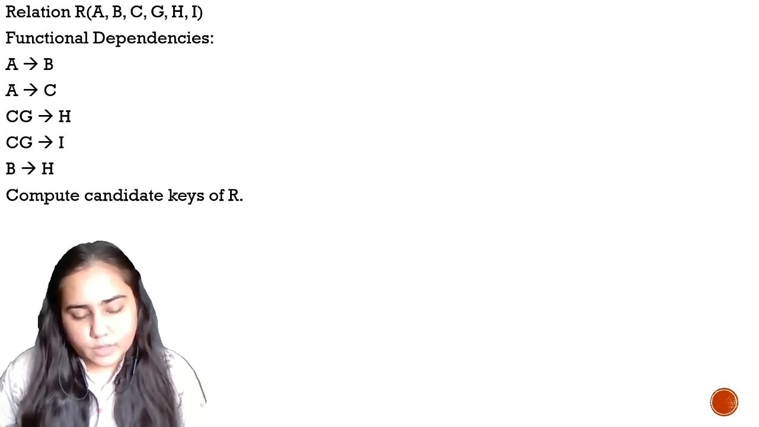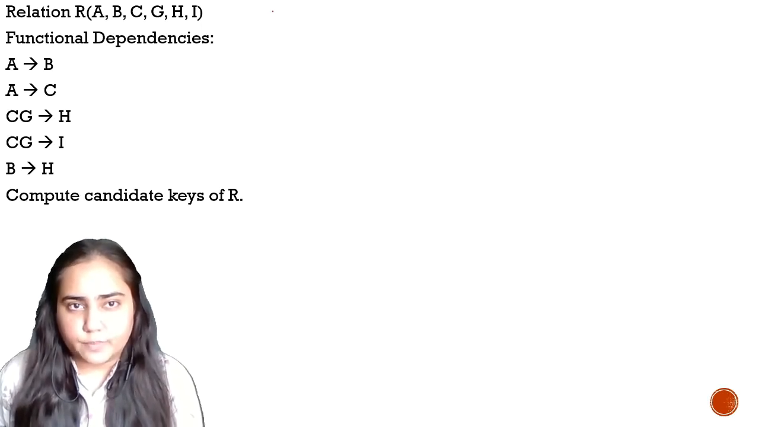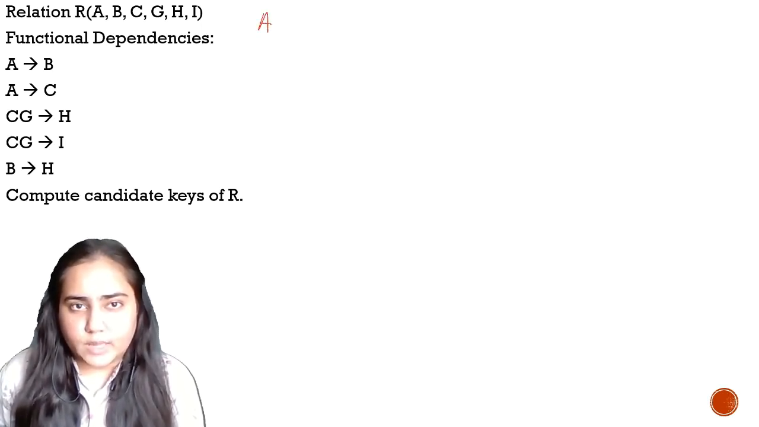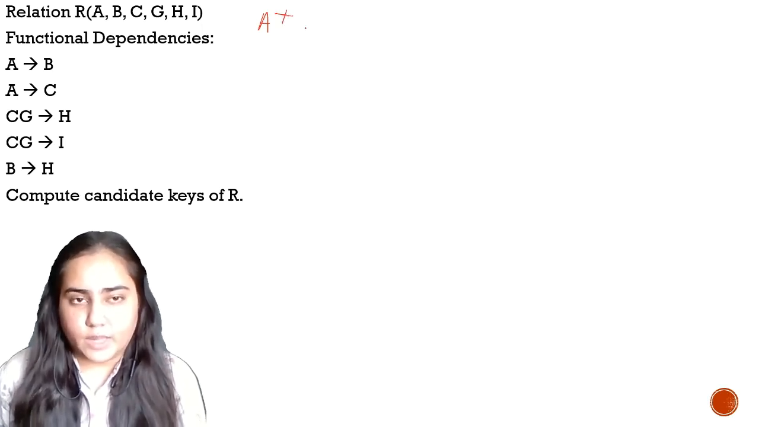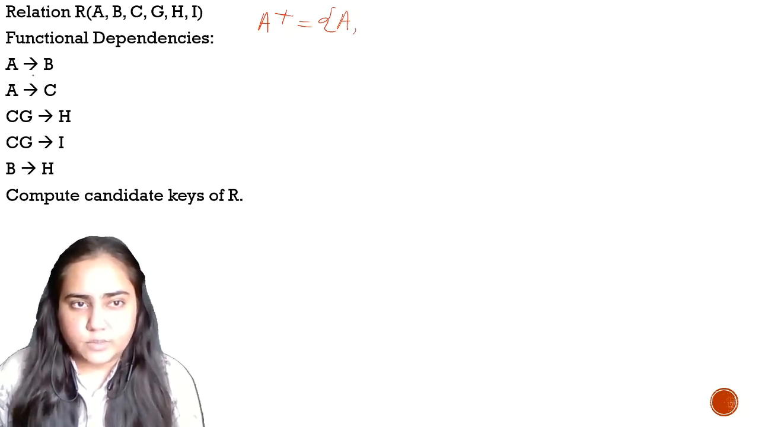So to do that, you need to, first of all, start with single attributes, which means I will start with A and I will compute the closure of A. To calculate the closure of A, you will create a set, and in the set you will add, first of all, A itself. After adding A itself, you will check what else can be added. So the first functional dependency is A determines B, and on the left side there is A, and A is also present in our set. So we can add B also to our set.